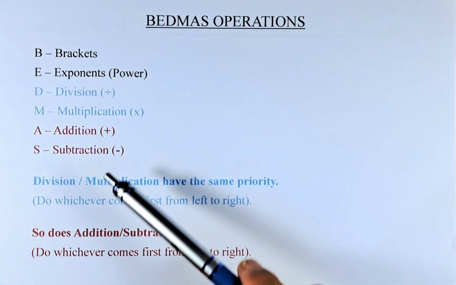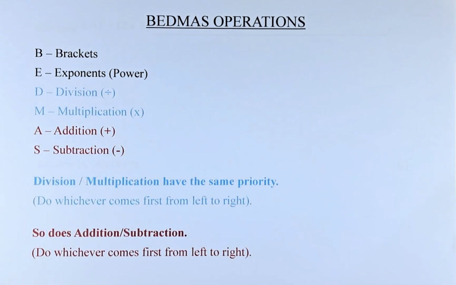The division and multiplication are in blue because they have the same priority. So if you are working from left to right, whichever comes first, you are going to do first. Similarly for addition and subtraction, if the subtraction comes before the addition, you have to do the subtraction first before the addition. So they have the same priority. Whichever comes first, you do first.